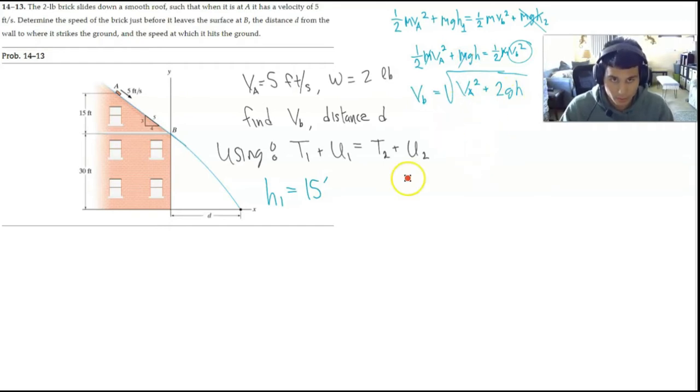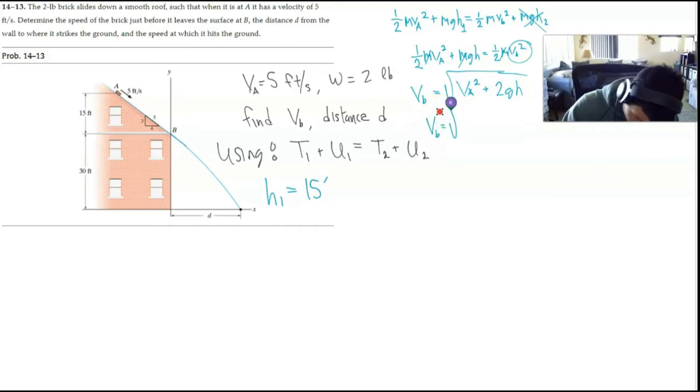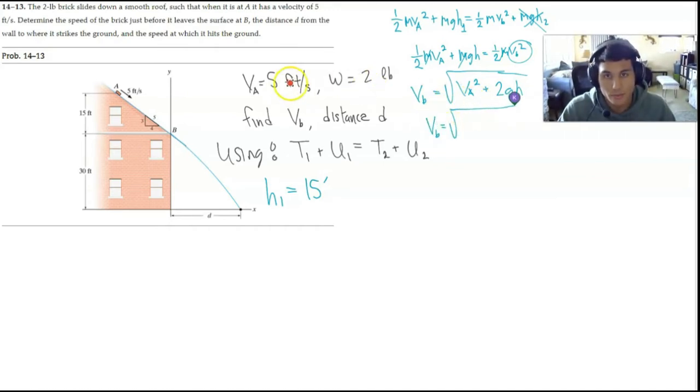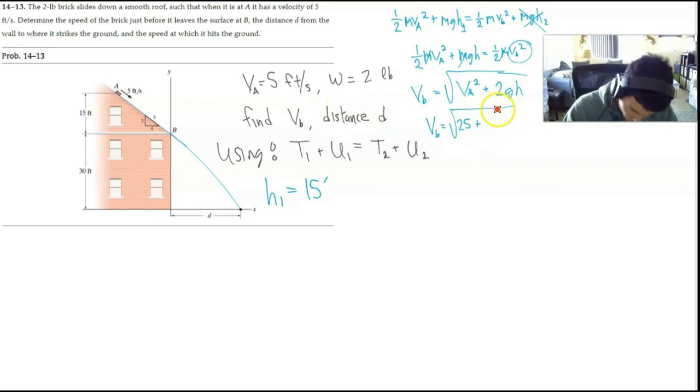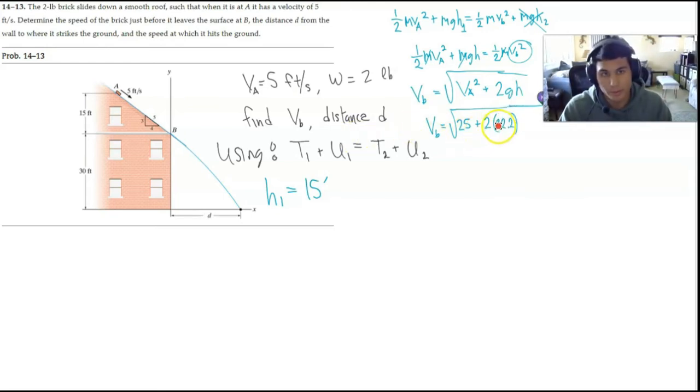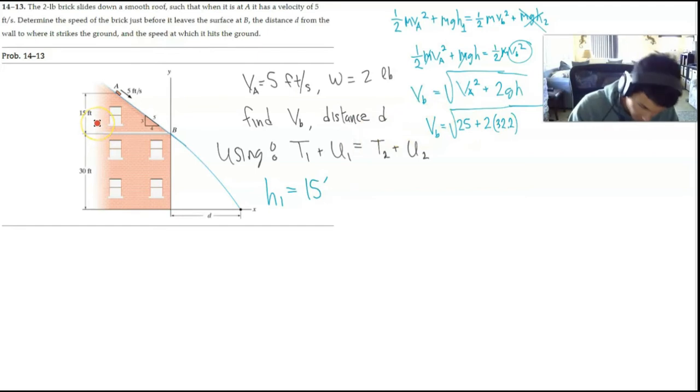Okay, so now we can just put in values for this. And we could say, well, VB is equal to, okay, VA was 5, so that's 25. It's 5 squared is 25. And 2GH, this is 2 times 32.2, because we're in imperial. And what's H? H is 15.